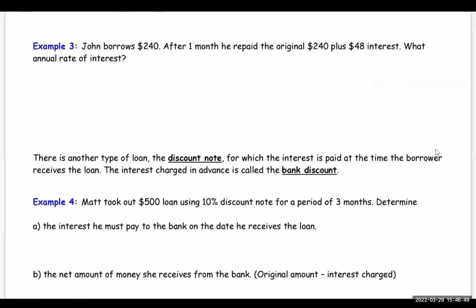All right, John borrows $240, so that would be our principal. After 1 month, so that's T, and that's going to be 1 out of 12, because that's how you convert to years, divide by 12. And then they also tell us the interest. They tell you what I is. The interest is $48, and what they want us to find is the annual interest rate. So this time we're looking for R. R is unknown.